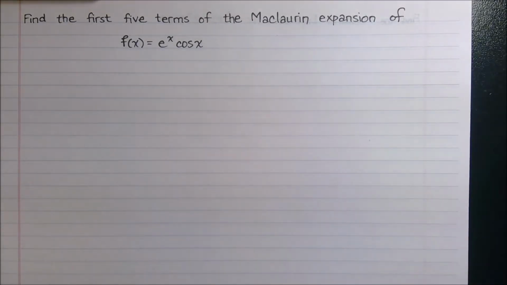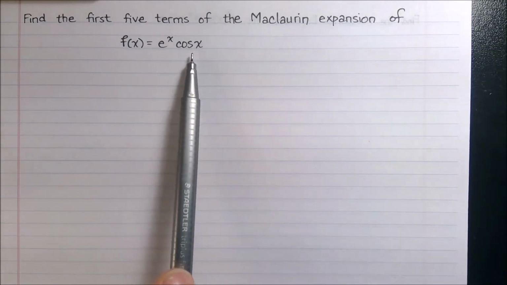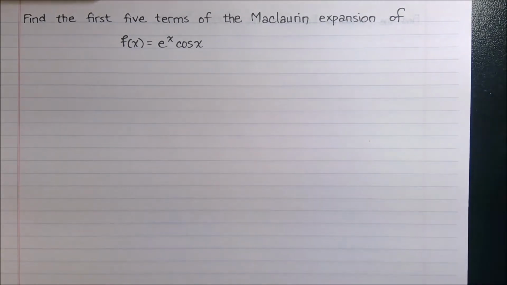All right, guys, we're going to find the first five terms of the Maclaurin expansion of f of x equals e to the x cosine x. In previous problems, we would write f and then f prime, f double prime, and so on, and then evaluate at x equals 0. That's going to end up being a lot of extra work, especially if you already know the expansion of e to the x and of cosine x, which we do.